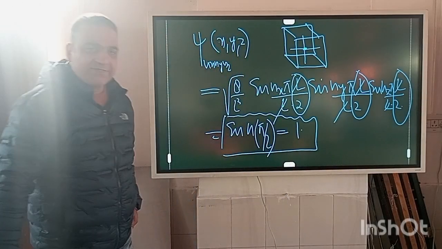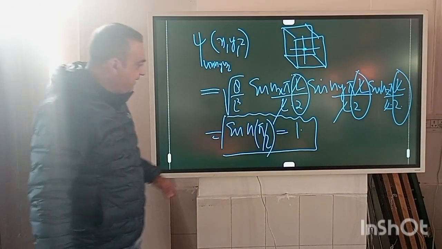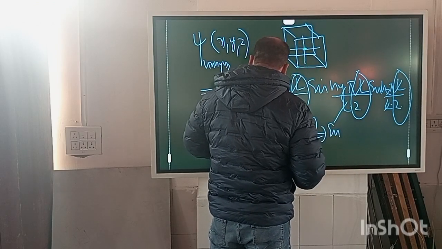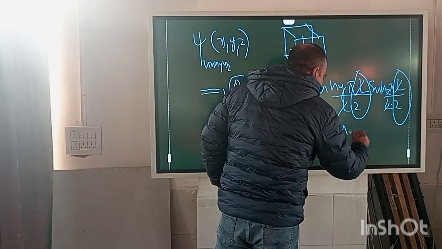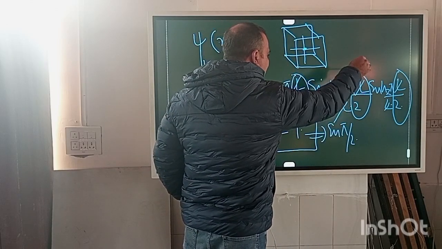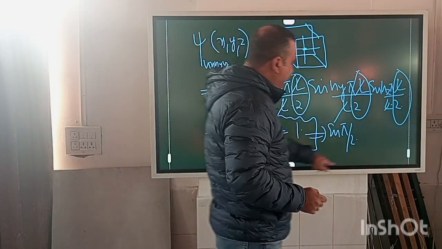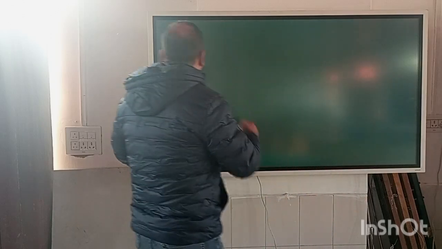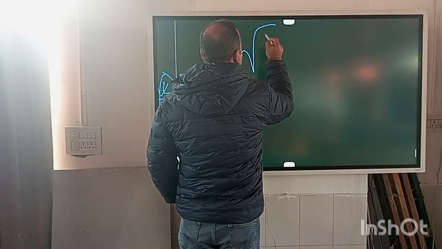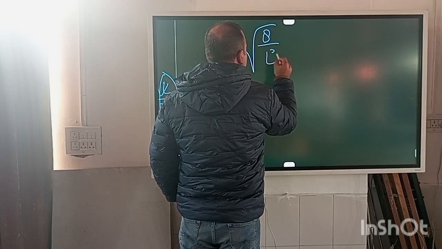Because what we assume is that the particle is in the ground state, so sine of pi by 2 is equal to 1. So this will give me 1, this will give me 1, and this will give me 1. So the psi that we have calculated is simply under root of 8 divided by L cubed.